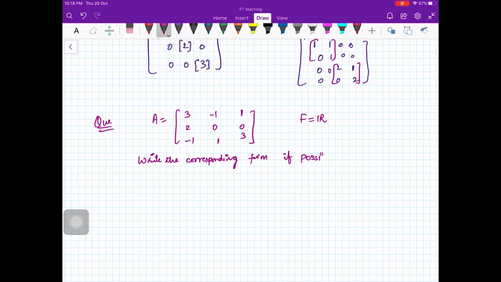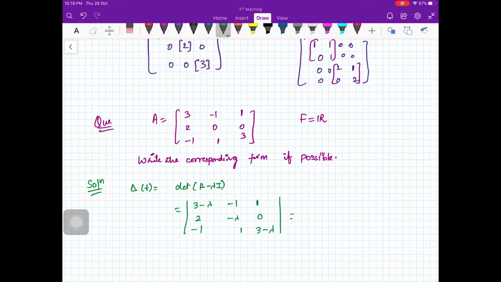So what you are going to do, you will be finding the characteristic polynomial first. We already know how to find the characteristic polynomial. You have to put determinant of A minus lambda I. So here if you do that, you will get 3 minus lambda, minus 1, 1; 2 minus lambda, 0; minus 1, 1, 3 minus lambda. You can do the calculations, and this is equal to minus (lambda minus 2) cube.